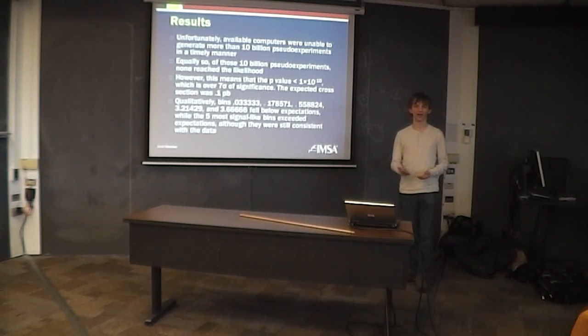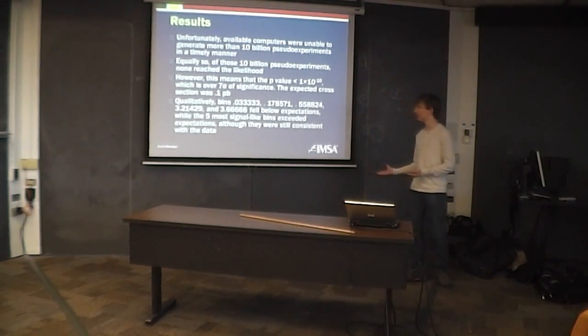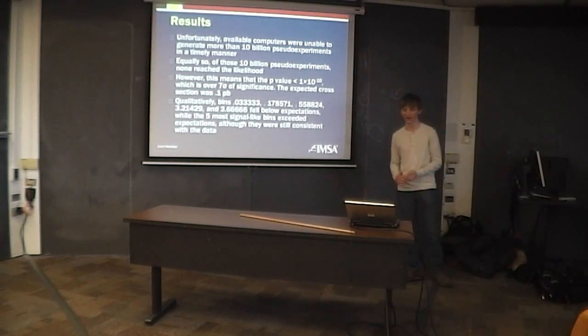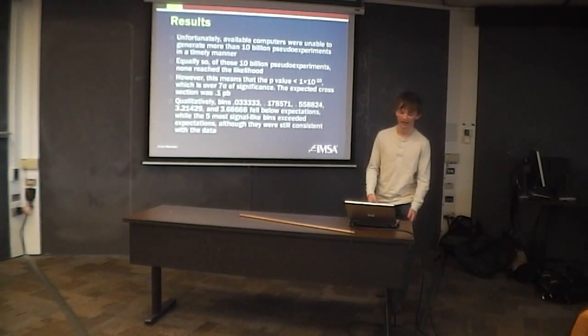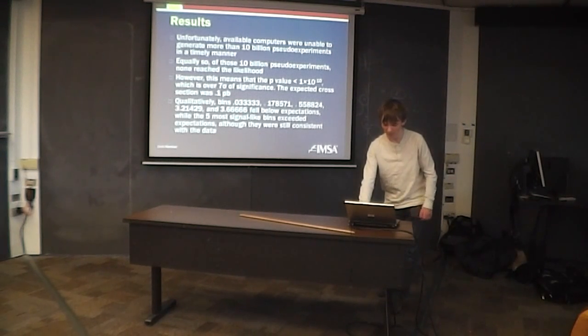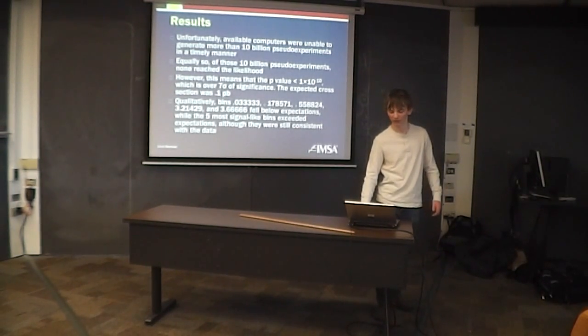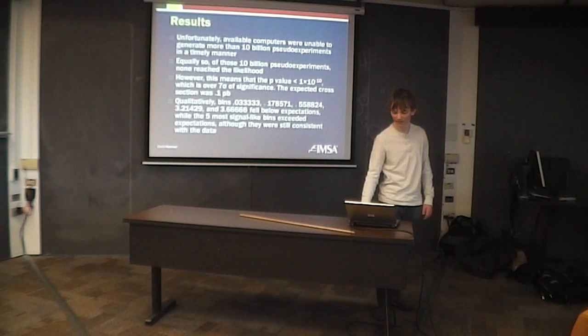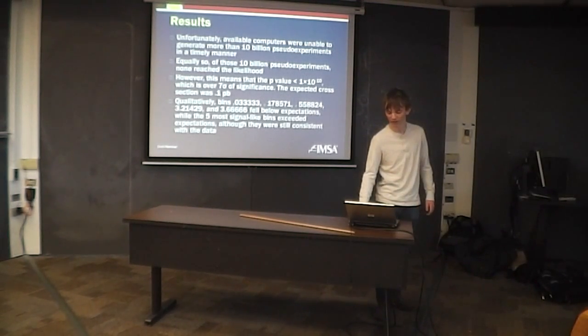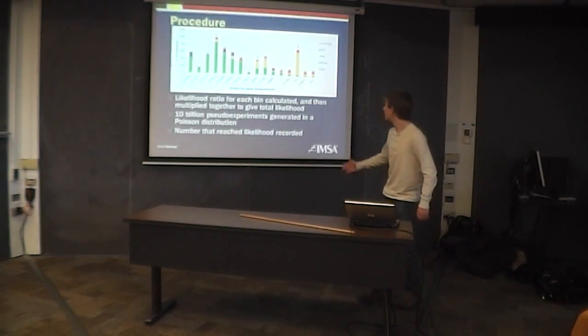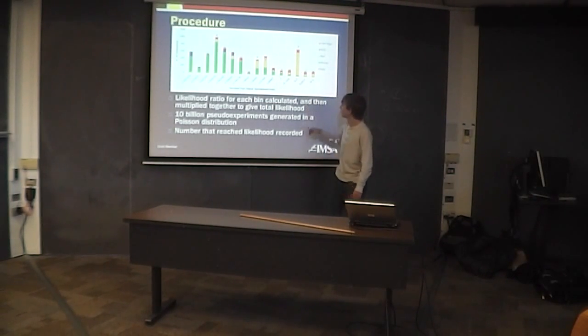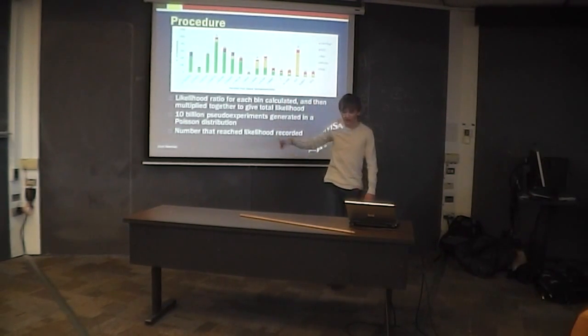Essentially, the data was highly significant, and the probability of the data fluctuating to the levels that we saw through pure random chance alone, and not through some sort of interaction, is negligible. Qualitatively, bins 0.03333, 0.178571, 0.558824, 3.21429, and 3.6 repeating fell below expectations, while the 5 most signal-like bins, those on the right of the histogram, exceeded expectations, although they were still consistent with the data. As you can see, these 5 here all exceeded expectations, while several of the others did not.